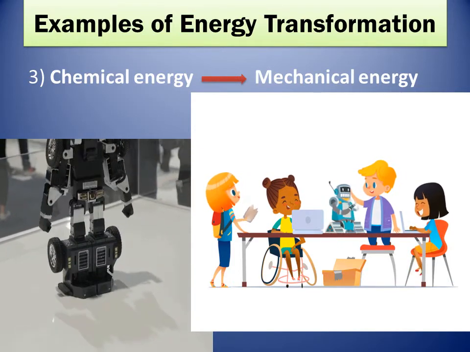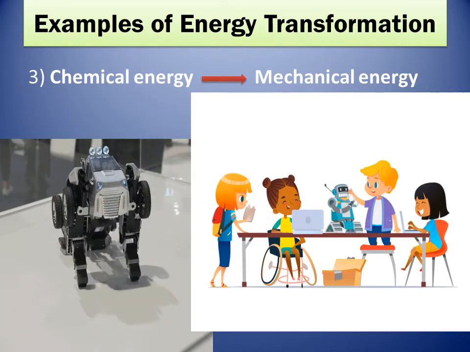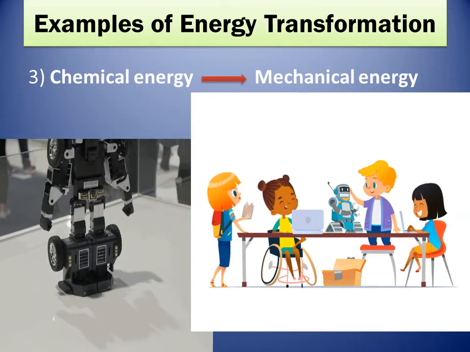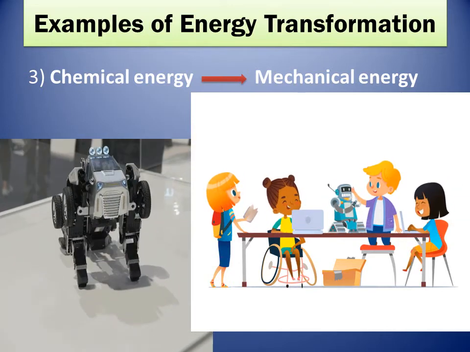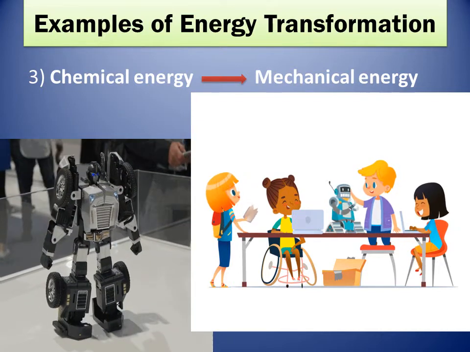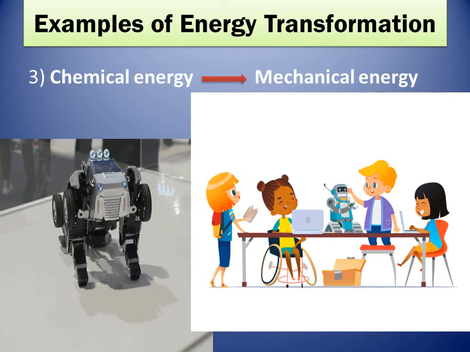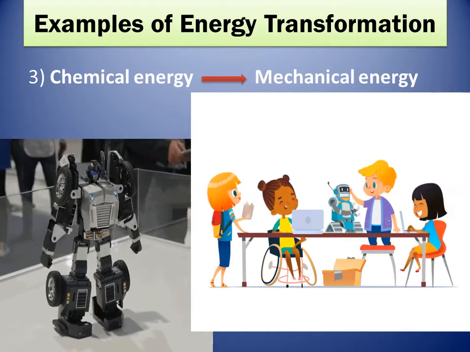It is also similar to your toy car. Your toy car works because of the battery in it. As you turn on your toy car, the chemical energy causes the machines to move. This chemical energy is changed into mechanical energy. Same is what happens with your battery operated toy robots.